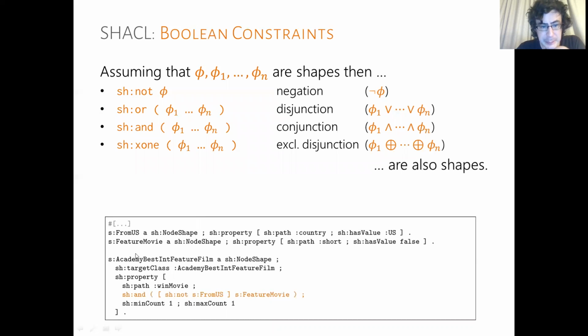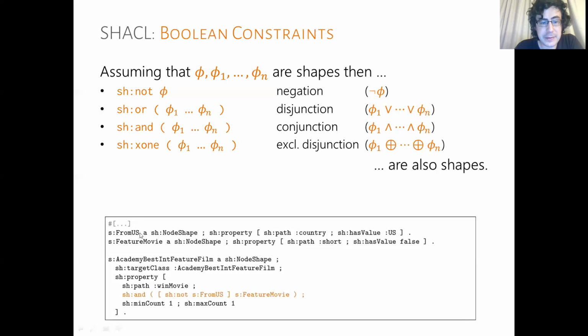So let's look at an example. We have the Academy Award for Best International Feature Film, which is quite long if you write it out fully, so I abbreviated it slightly. This is targeting a class by a similar name, okay? Recalling that we use S here to distinguish the shapes from the classes. So we have a property shape, which says that we have the path win movie. And intuitively, what we would like to say is that the movie that wins this award cannot be from the US, and it must be a feature movie.